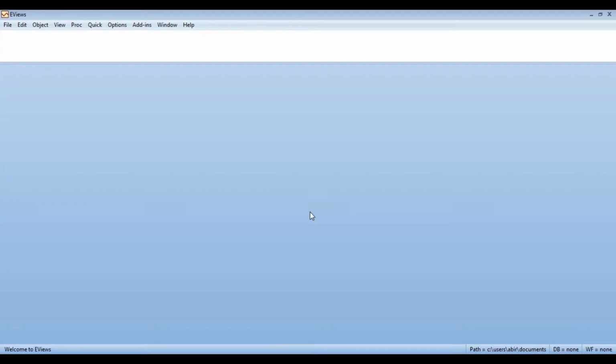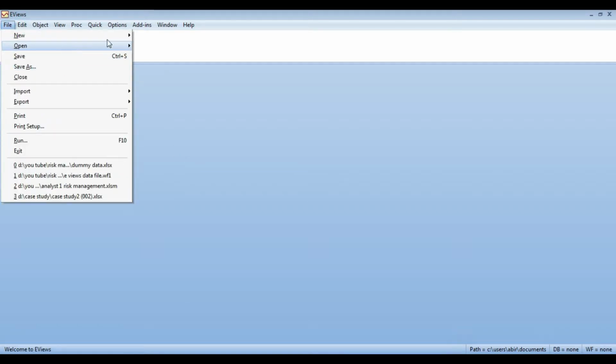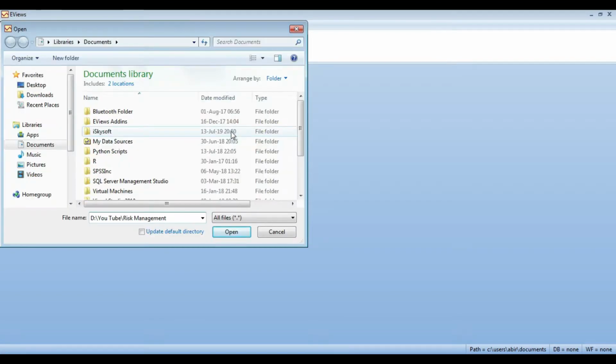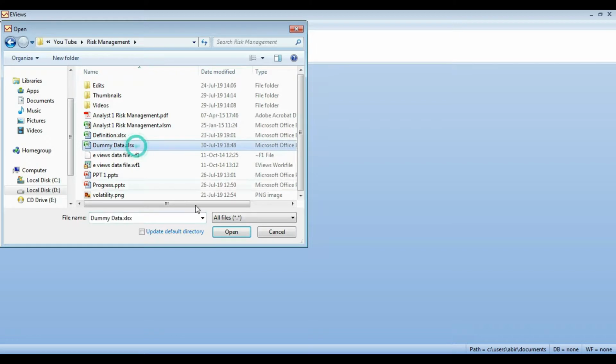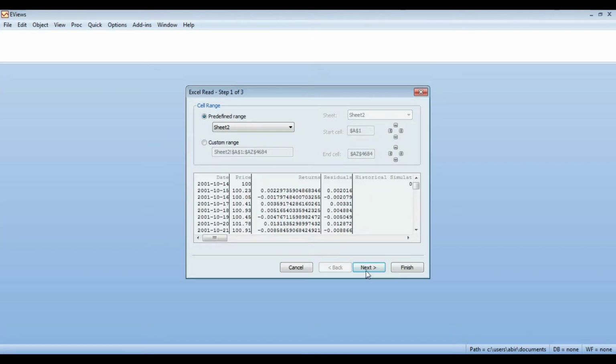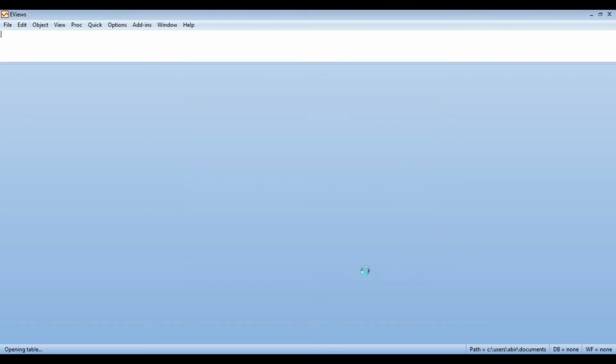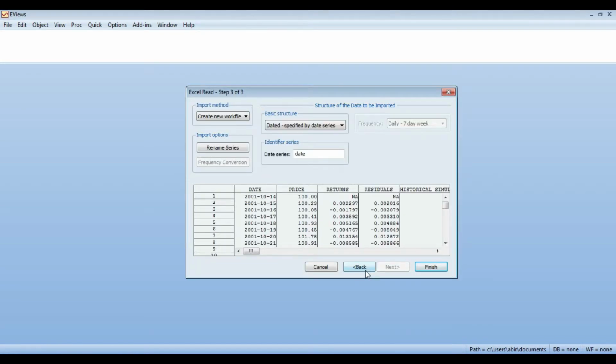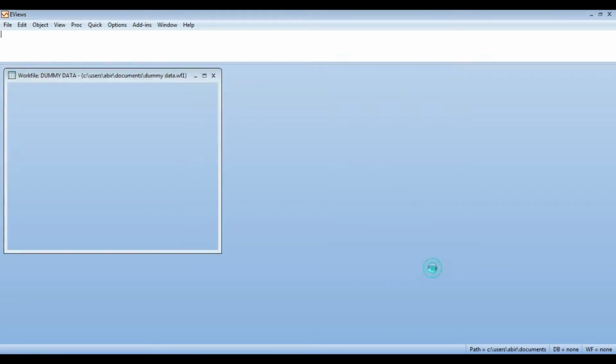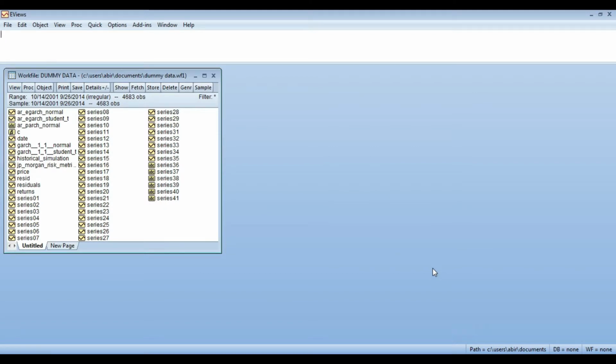So this is our eViews. So let's open our file, foreign data as work file, the path, there you go, next again, then finish. So yeah, we get our data. Now we'll estimate the equation.